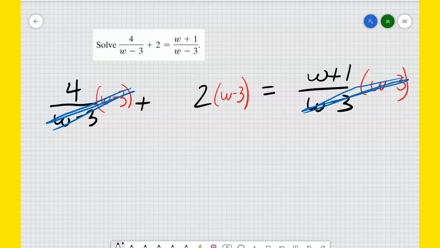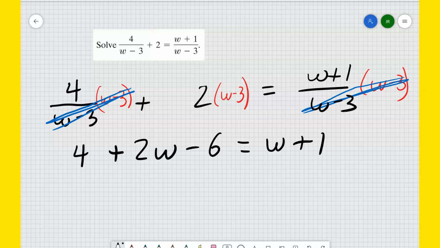So what have I got? Since the w minus 3 canceled, I've just got 4 plus, and now here I have to distribute the 2, right? I have to distribute the 2. So if I distribute that 2, I get 2w minus 6. And then here, since the w minus 3 is canceled out, I've just got w plus 1.